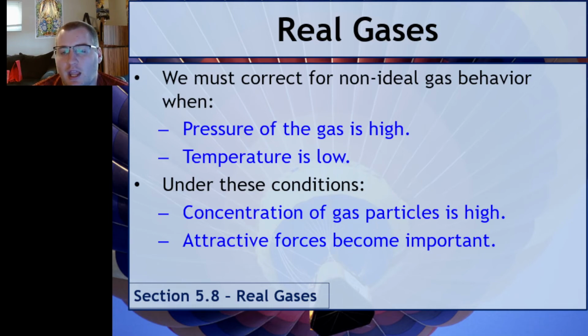Okay, but we do need to understand why something's ideal and compare which gases are more ideal than other gases. An ideal gas, if you remember, has absolutely 0 intermolecular forces and takes up 0 volume. So if the pressure of the gas is high or the temperature is low, the gas isn't going to be very ideal. Because under these conditions, the concentration of the gas particles is high and attractive forces become important. The slower the molecules are moving, the more they're going to attract each other, so it's going to mess up our math.